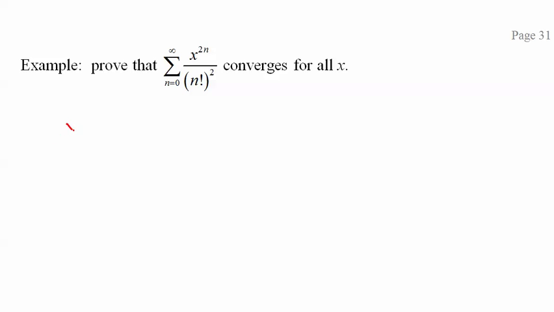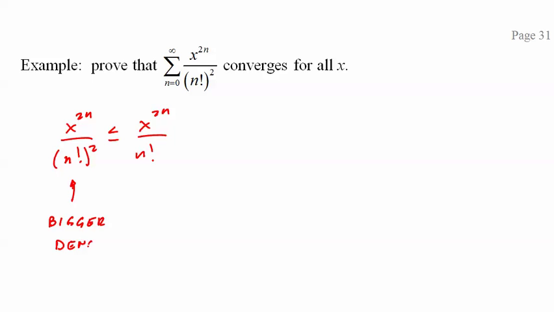So you write it again, x to the 2n over n factorial squared. And I know this is going to be less than or equal to x to the 2n over n factorial. Think about that one for a moment. This one will have a bigger denominator because it's being squared and n is positive, so it's definitely going to be smaller.